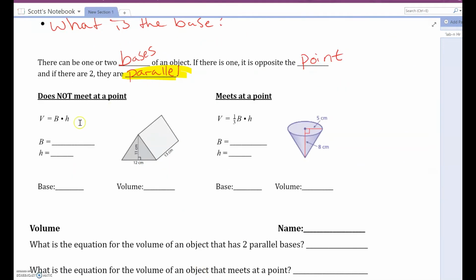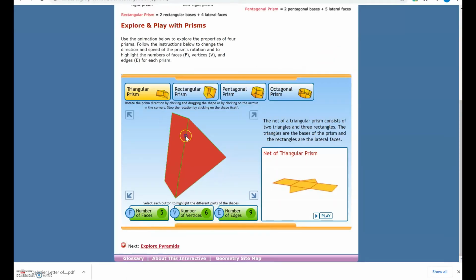In class, I found something to interact with, because normally I would have an object that you could visibly see. So for this one that does not meet at a point, I'm going to bring up a version that I can interact with. You need to ask yourself, are there 2 shapes that are completely parallel, meaning they will never cross? So I have 2 different sets of shapes. I've got rectangles and I have triangles.